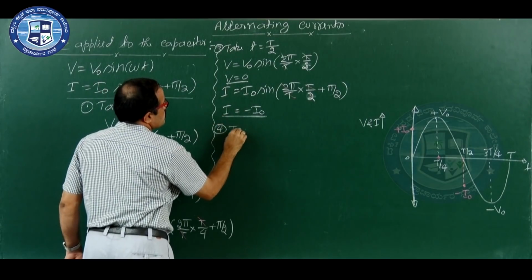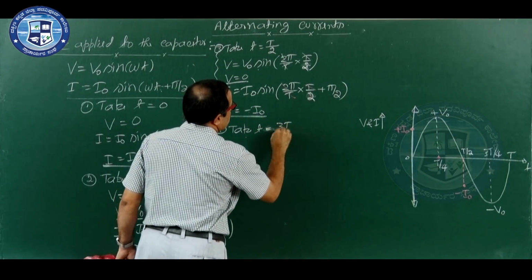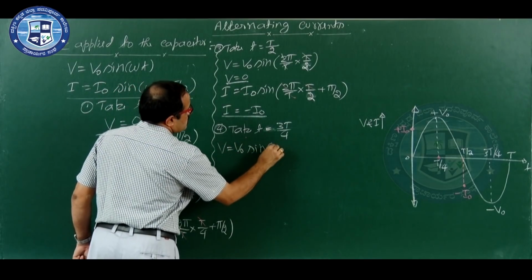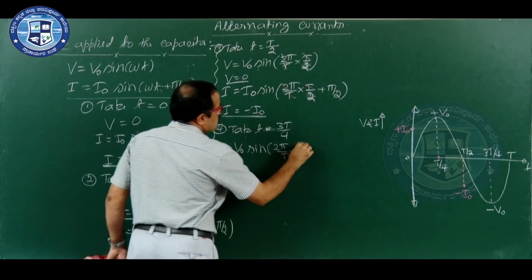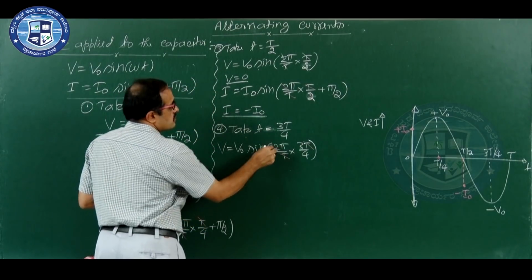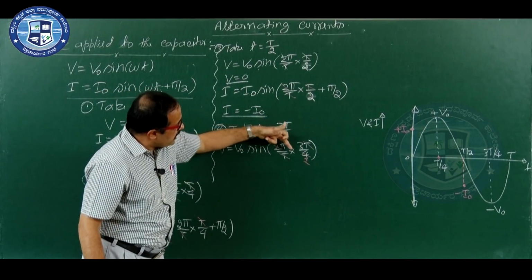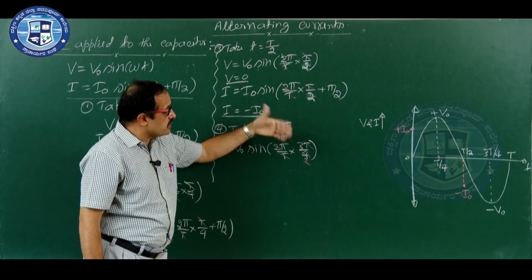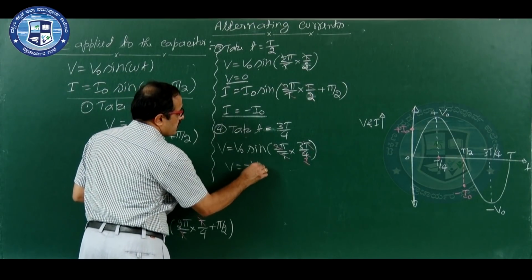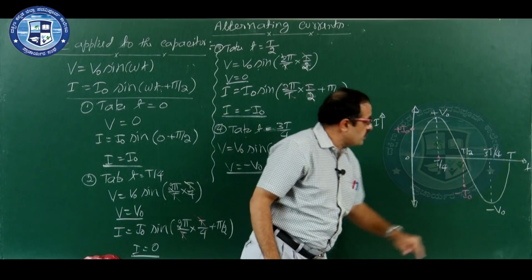Fourth point, what is the time? T equal to 3T by 4. V is equal to V naught sine 2 pi by T into 3T by 4. So, T we can cancel, 2 and 4 we can cancel, it is 3 pi by 2. Pi by 2 is 90 degree, 3 times of that 270, sin 270 is minus 1. Therefore, V is equal to minus V naught. That is this point, minus V naught. When time equal to 3T by 4, voltage is minus V naught.